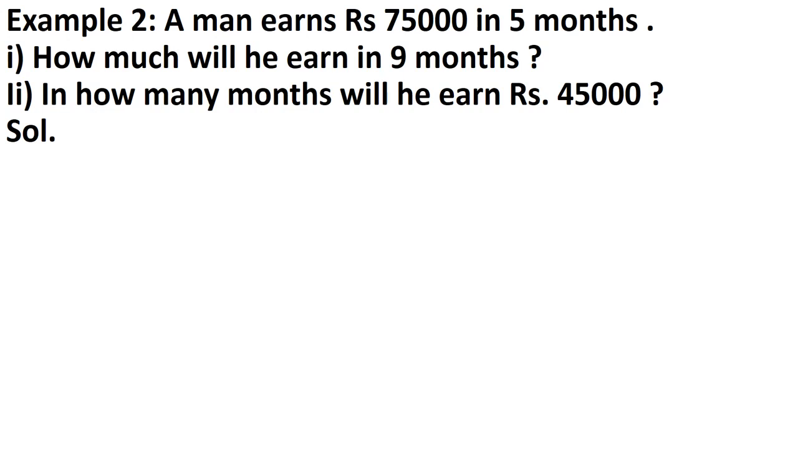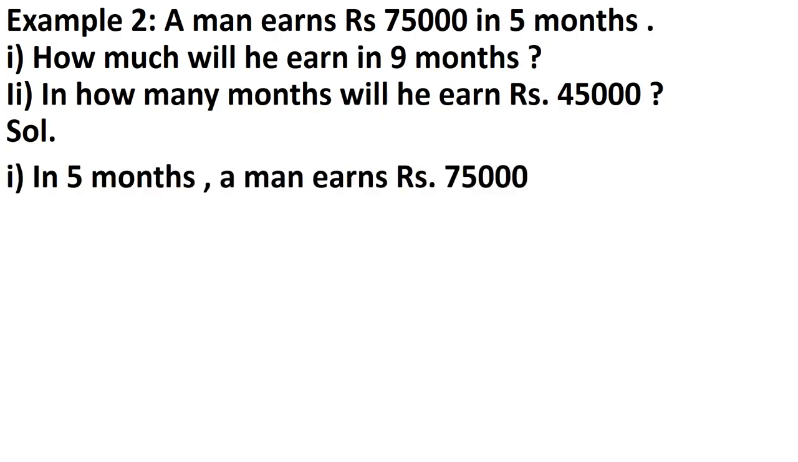Now see this question very carefully. In 5 months a man earned rupees 75,000. This is given in the question. What we need to find out in the first part? How much will he earn? We have to find out the earning in 9 months. So, earning we will keep on the right hand side. Whatever we need to find out, that we always keep on the right hand side.